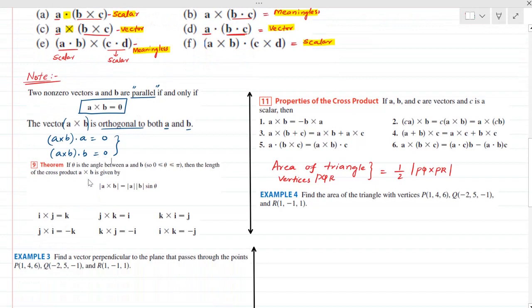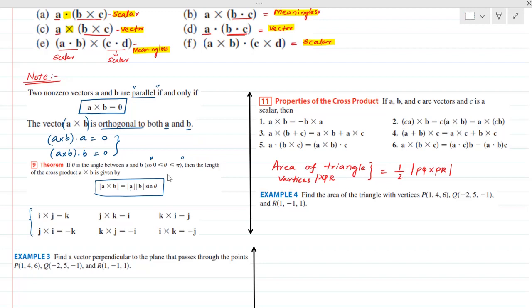Okay. Now here we will have the vector and the theta value. If you want to calculate the magnitude of A cross B, how will you calculate it? The length of A, length of B, and sine theta, where theta lies from 0 to pi. And this is a very important thing: i dot i equal 1, j dot j equal 1, k dot k equal 1. But for the cross product, i cross j is k, j cross k is i.